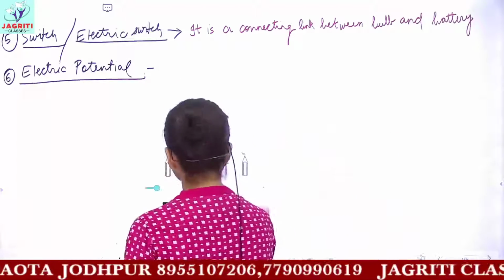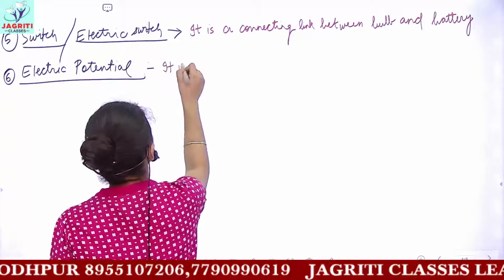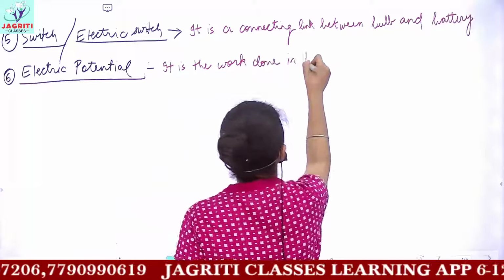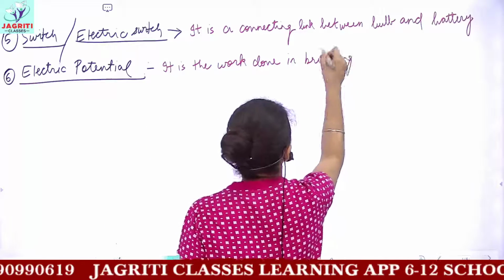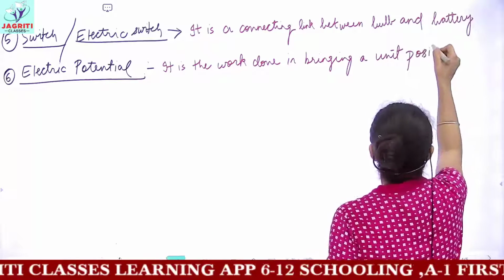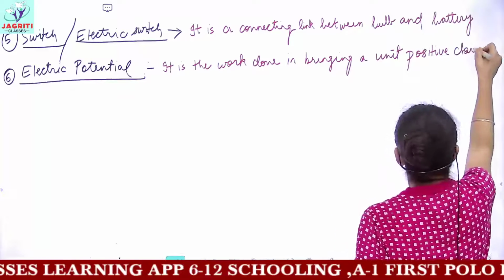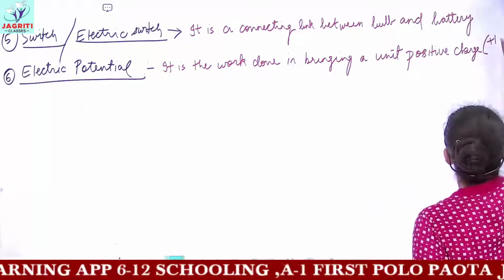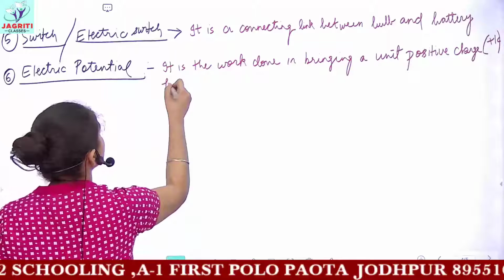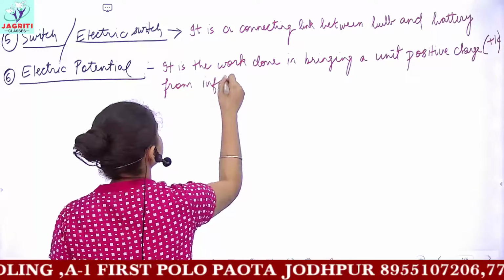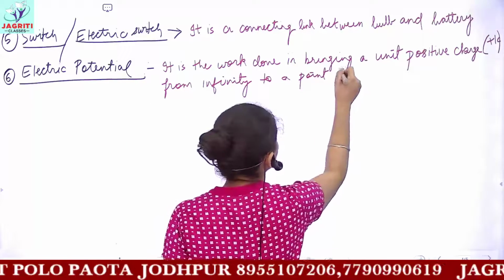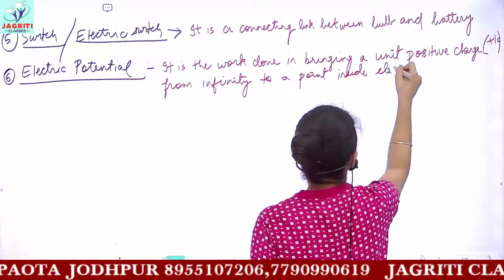So electric potential is the work done in bringing a unit positive charge. Unit means 1, positive is plus. Unit positive charge can be shown as +1 Coulomb charge. So it is the work done in bringing a unit positive charge from infinity to a point inside electric field.